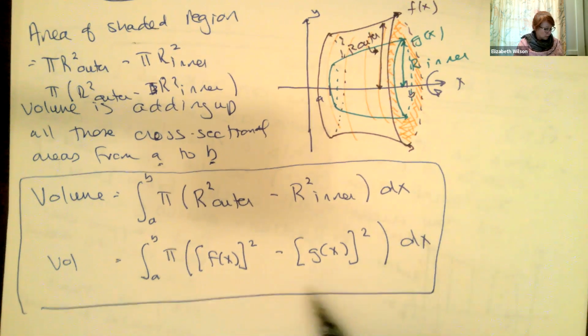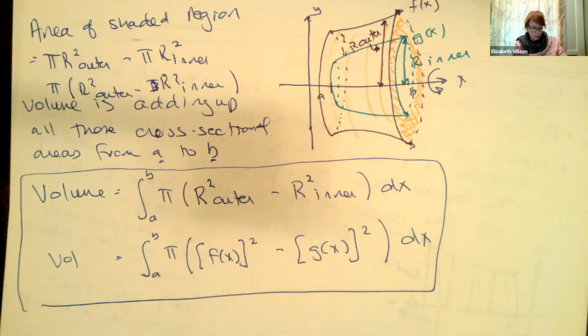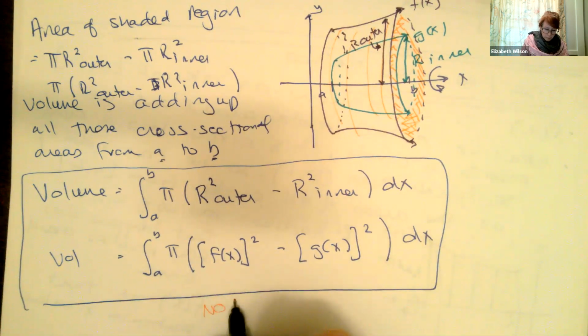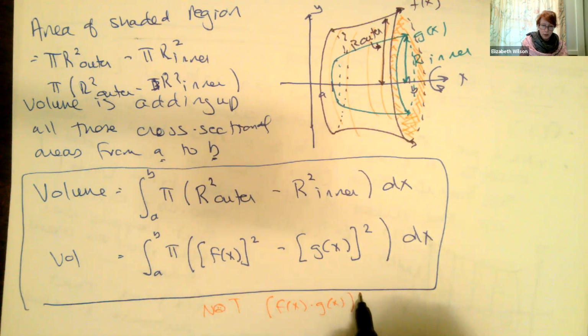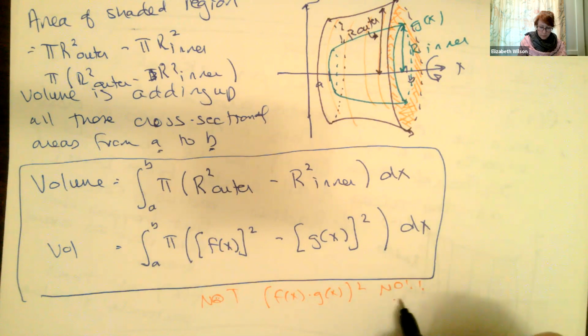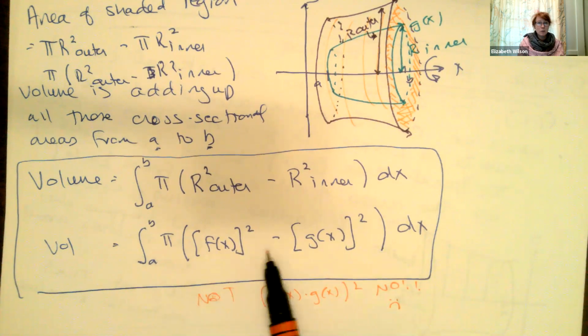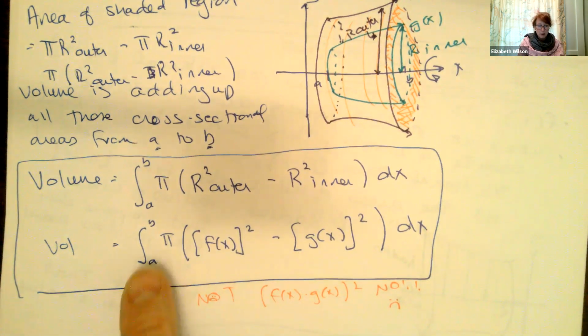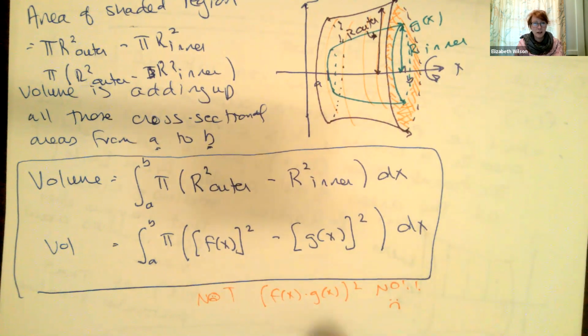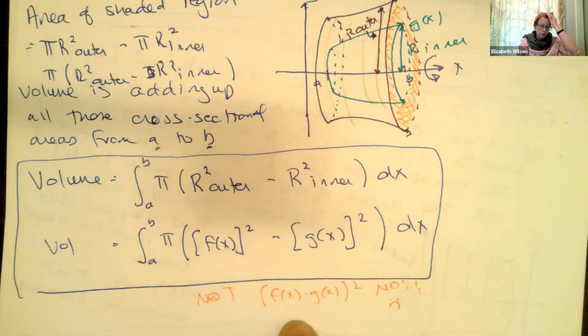Okay, so this right here is something to think about. I also want to write down very carefully: this is not f of x minus g of x quantity squared. This is not the difference of two squares. No, no, no, don't do that. This is f squared minus g squared. Think about pi r squared minus pi r squared. I see that mistake every now and then, which is why I'm pointing this out. You don't want to make that mistake.